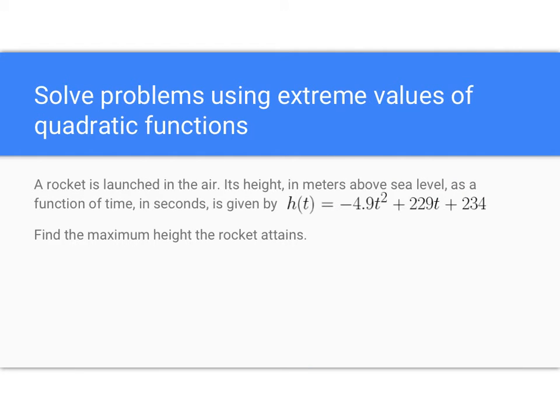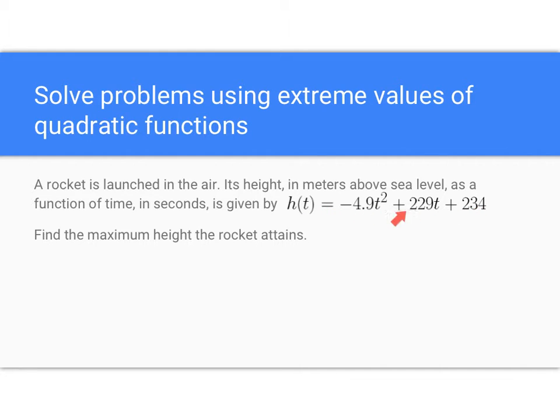So the last couple examples were just finding the extreme values. Now we're going to use them to solve problems. We're going to do simple and not so simple problems. This one is a simple one because it is a word problem, but in general, you read through this. We've got a rocket being launched in the air. Its height, t seconds after it's launched, is given by this function. Find the maximum height it attains. This falls into the simple category because they're giving us the function.